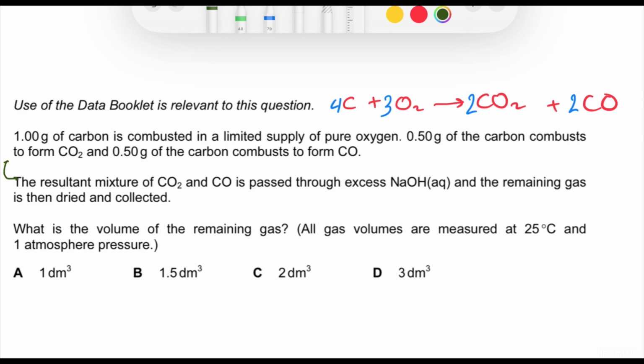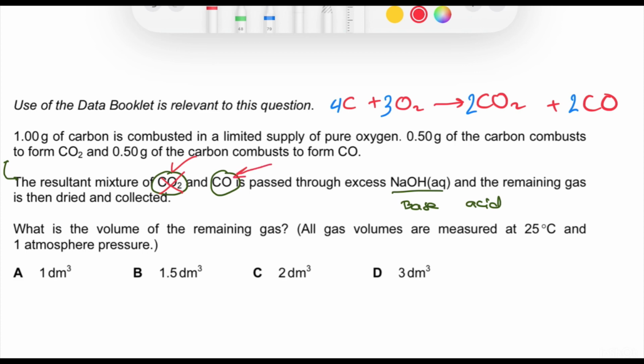If you look at the second paragraph, it says the resultant mixture of carbon dioxide and CO is passed through excess NaOH. And keep in mind, NaOH is a base and it reacts with acid. So which of these oxides is acidic? For sure, it's carbon dioxide. All right, so the gas that is totally absorbed in this case is carbon dioxide, and it's no longer present in the vessel, which means that the only gas that we have is carbon monoxide.